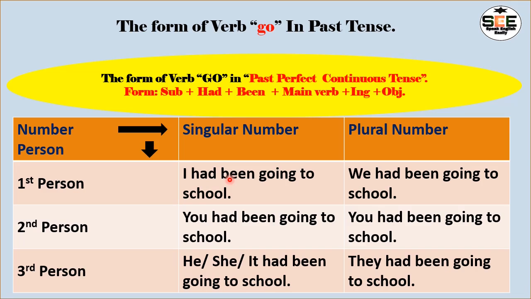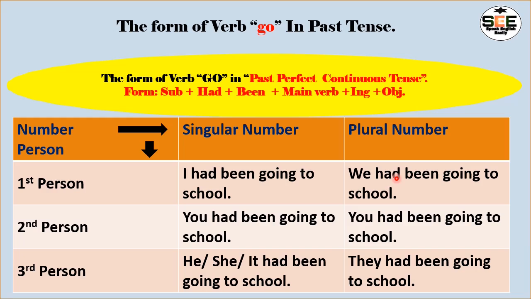Been is the past participle form of be, right? So we can understand this: I had been going to school, right? So as per this form we can understand this. If we see this form in any sentence, then we can easily understand that this sentence is a past perfect continuous sentence, right? So here singular number, I have seen already this sentence, I had been going to school. And if we see the first person plural number, we had been going to school. Here I has been replaced with we, and the other things are the same.